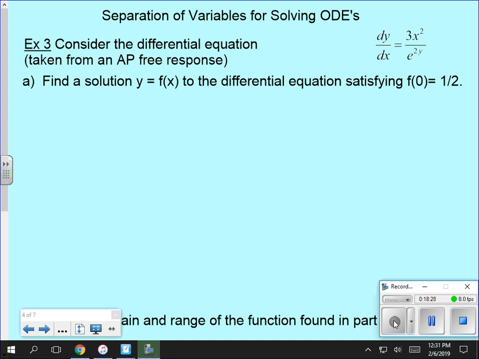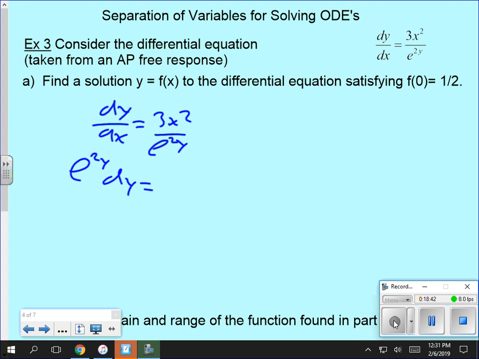So dy dx equals 3x squared over e to the 2y. Multiply both sides by dx and e to the 2y. So you get e to the 2y dy is equal to 3x squared dx. And most of you got the antiderivatives just fine. This should be 1/2 e to the 2y equals x cubed plus c.